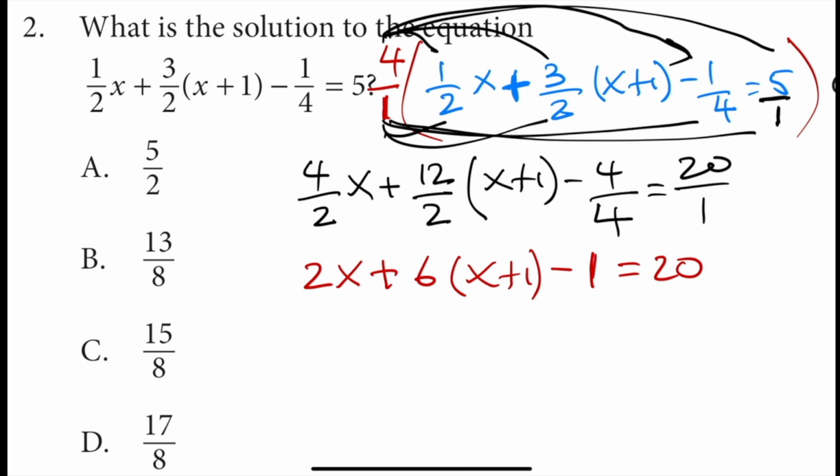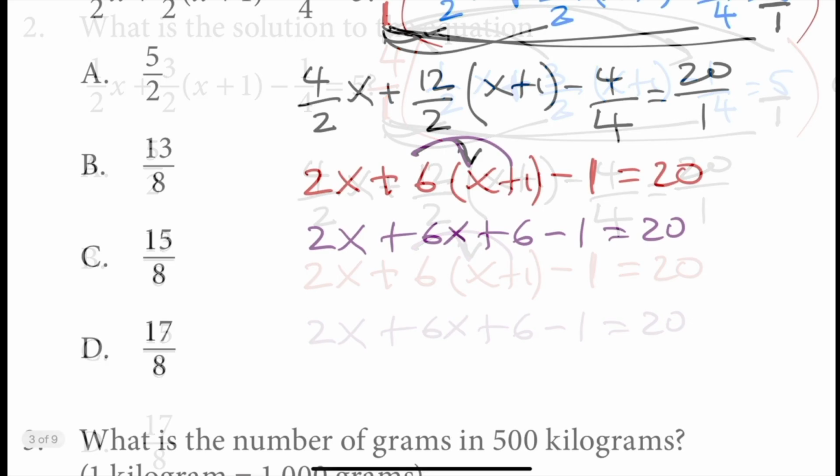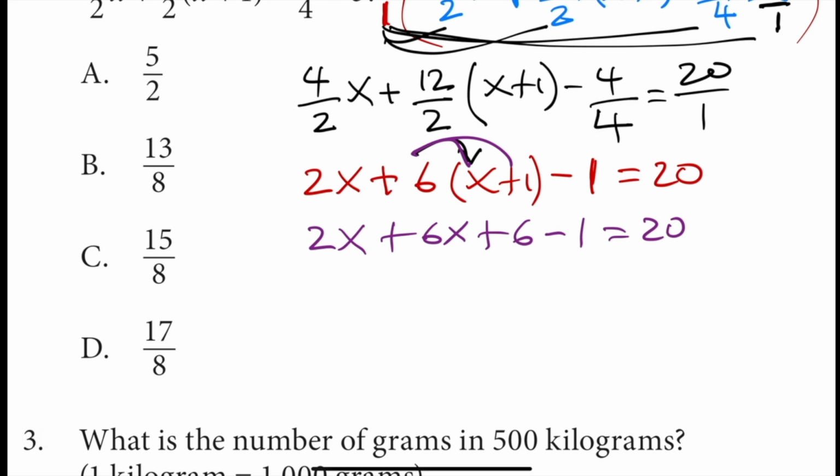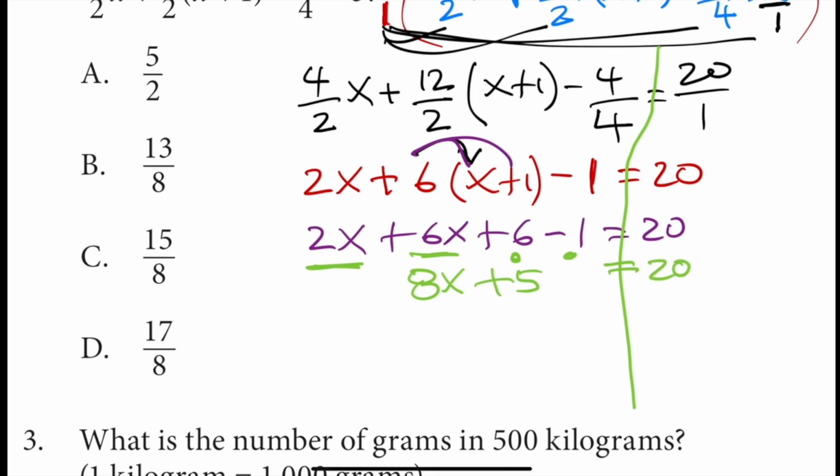Now the only thing that I have to do is distribute this thing, right? I have to distribute. 2x stays, 6 times x gives me 6x, 6 times 1 gives me 6, minus 1 equals 20. From there I need to combine like terms on the same side of the equal sign. Be careful with the equal sign. Combine whatever's on the same side. 2x and 6x gives me 8x. 6 minus 1 gives me 5, equals 20.